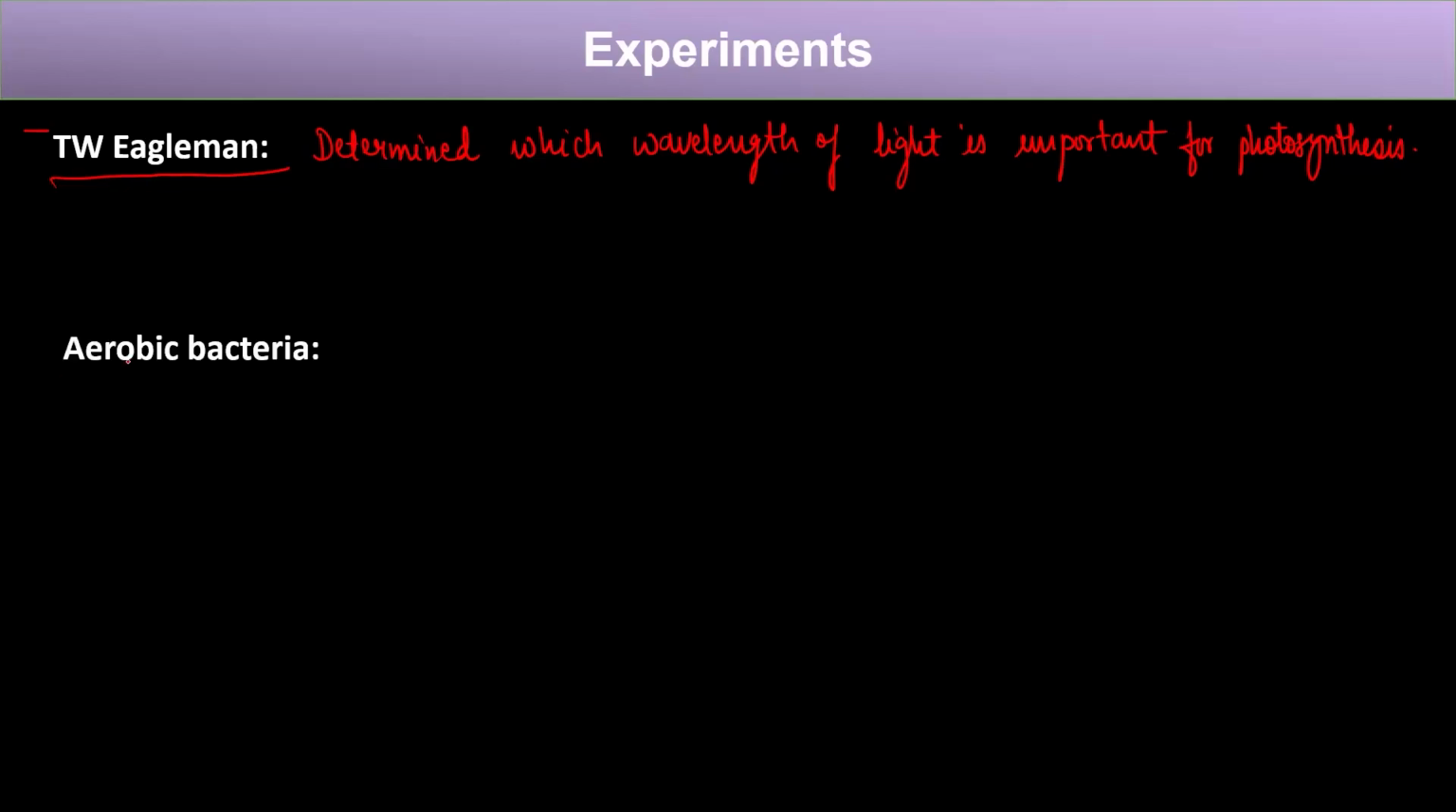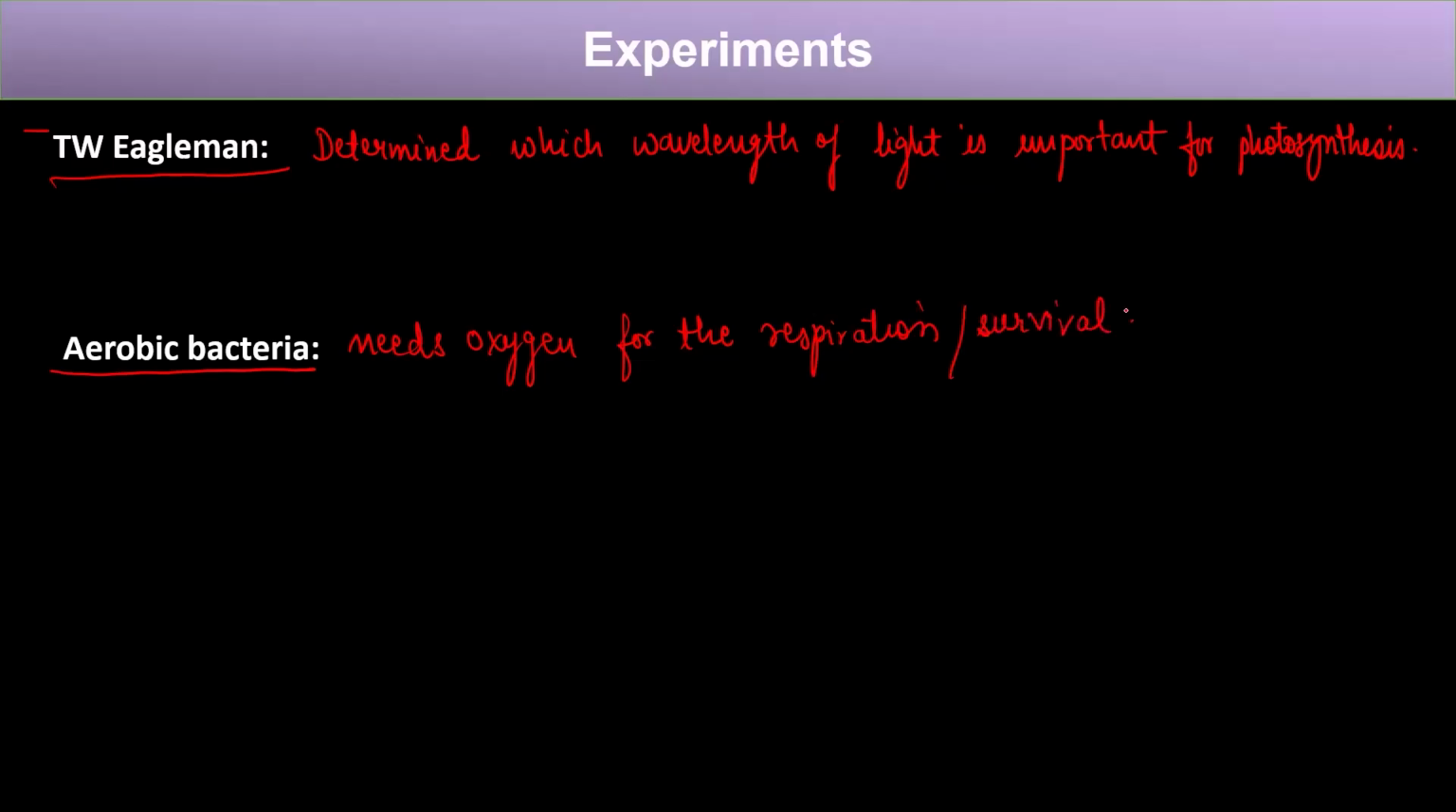We know what aerobic bacteria are, but just for revision, and to make a story, I'm telling it. Aerobic bacteria are the ones that need oxygen for respiration, or you can say survival. If you place aerobic bacteria in a situation where there is no oxygen, they will not survive there, or they will simply move from that region to a region that has oxygen.